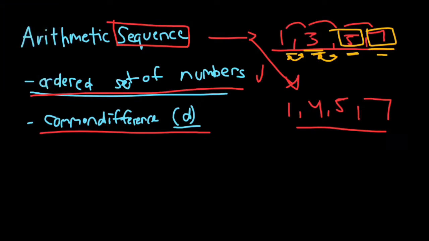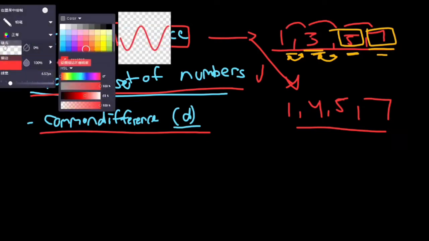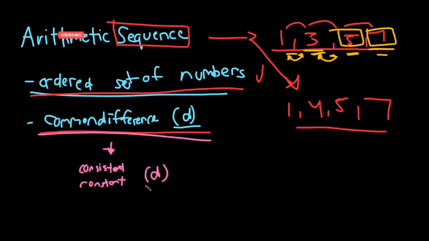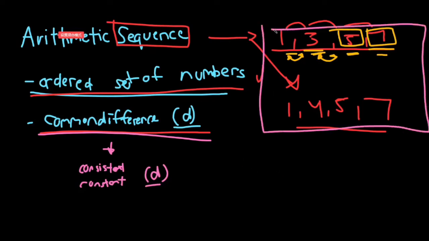Now, the difference between an arithmetic sequence and a normal sequence is that they have a common difference. What is the common difference? Well, it is consistent, and it does not change. So it's constant. And it's denoted by D. Remember that. Now we have these two sequences that I just made, and let's see if they have a common difference between them.